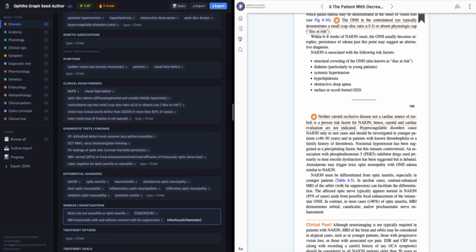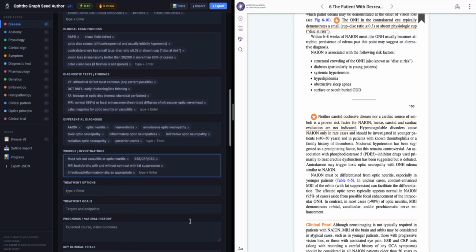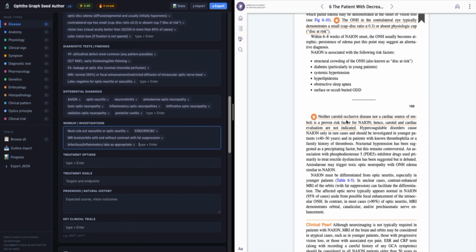Infectious, inflammatory labs as appropriate. Okay. Then I'm also going to put in here, we'll have to include the things that are not indicated in a separate section.